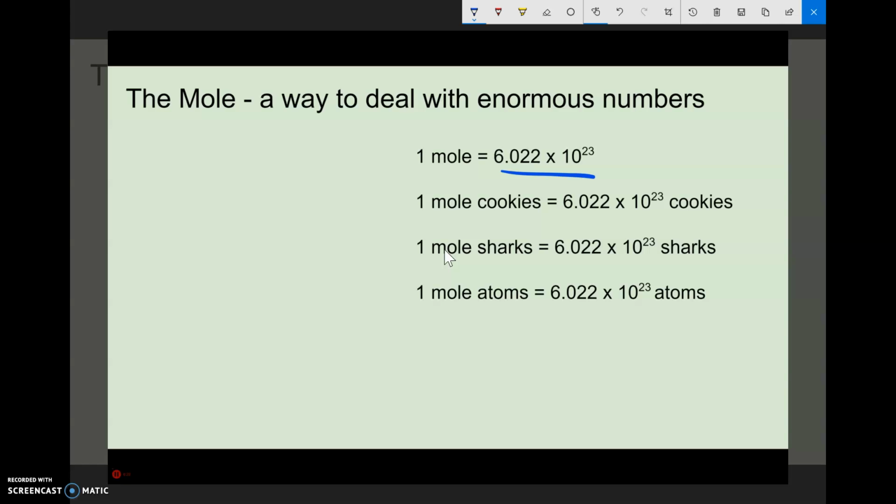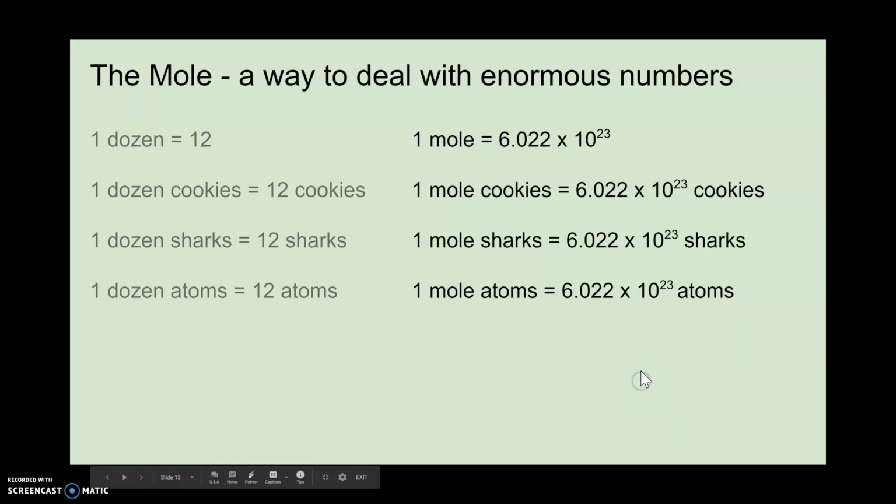So you're noticing a trend here, right? Just like when we say 1 dozen equals 12, it can be 1 dozen bikes, 1 dozen cookies, 1 dozen rolls, 1 dozen pencils. It always equals 12. Well, 1 mole of anything always equals this number right here, 6.022 times 10 to the 23rd, just like our little dozen example over there.